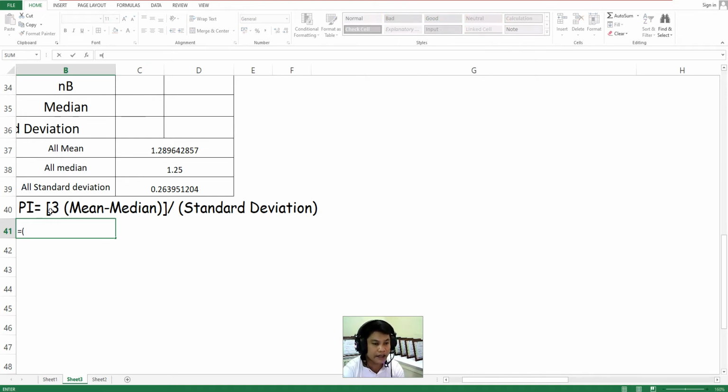It's a bracket, and then the parenthesis here. So it has to be 3. Then times, we use the asterisk, and then parenthesis again, the mean, which is here, minus the median, which is here. Close that, and then you put another parenthesis since we cannot use the bracket in the Excel command. Over, you have that symbol. Then again, you have to highlight the standard deviation, then close. There, our PI is 0.45.